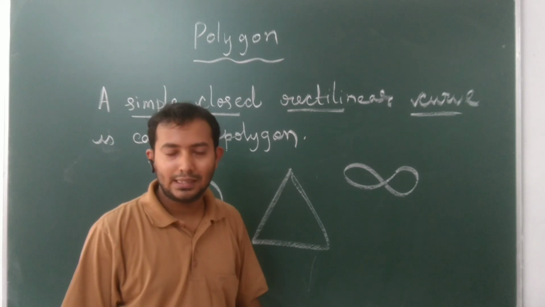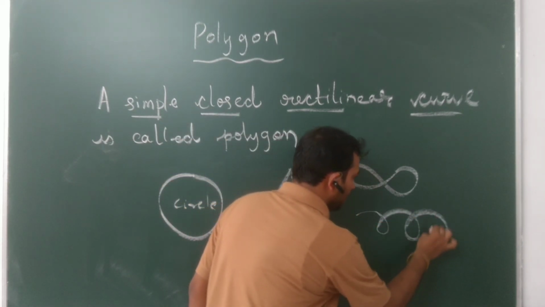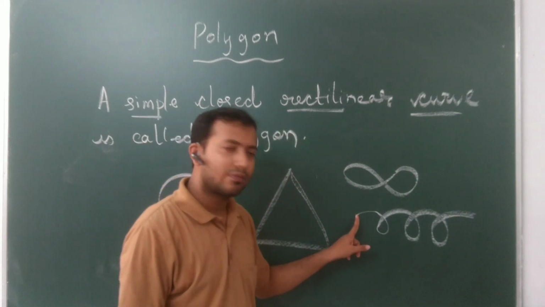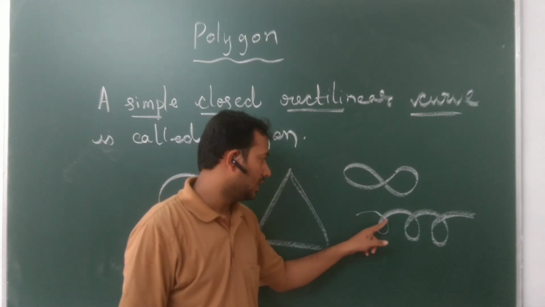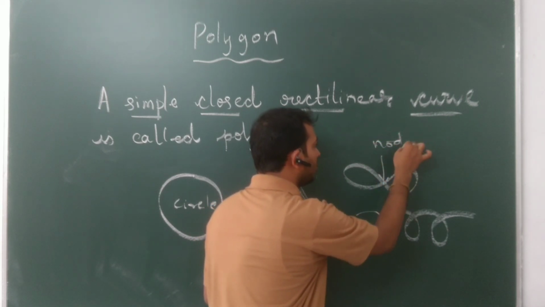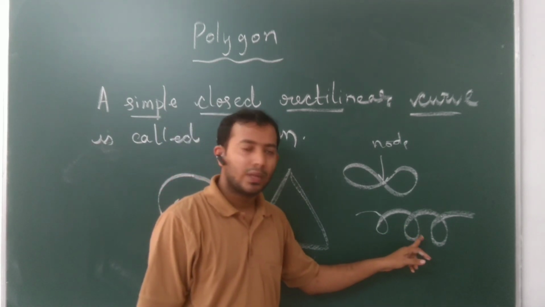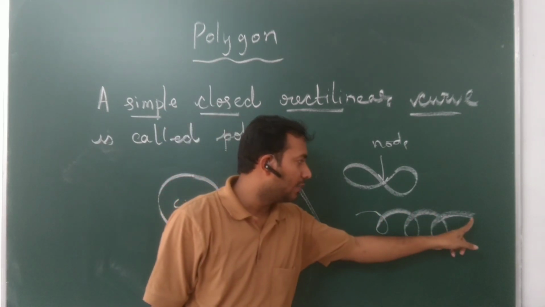It may be more than that. Like if you take this one, I have started from here. There are intersecting points. So this one has a special name. We call it a node, N-O-D-E, node. 1, 2, 3. There are 3 nodes. And look, the starting point here, the ending point here.